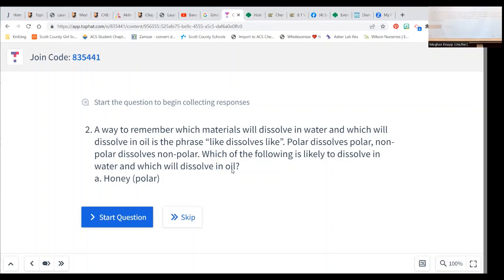So let's see, we're looking at honey, and I'm going to tell you honey is polar. It's got sugar in it. I told you sugars were polar. Is it likely to dissolve in water or in oil? So those are our choices. It has to dissolve in water or oil, or you could say both, or you could say neither.